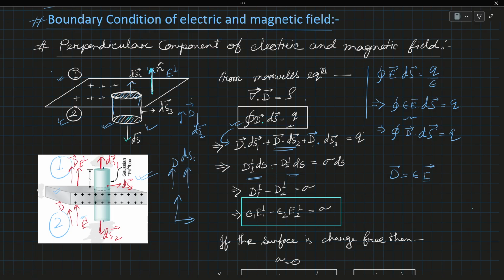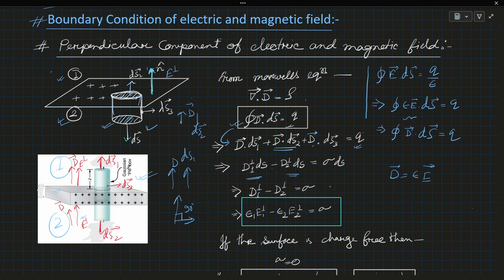DS3 is in this direction. As you can see, it is radially outward and the angle between them is 90 degrees. So the dot product will be what? Vanished, since cos 90 is 0. Okay, so I can write it down as D perpendicular 1 ds minus D2 perpendicular ds equals Q.